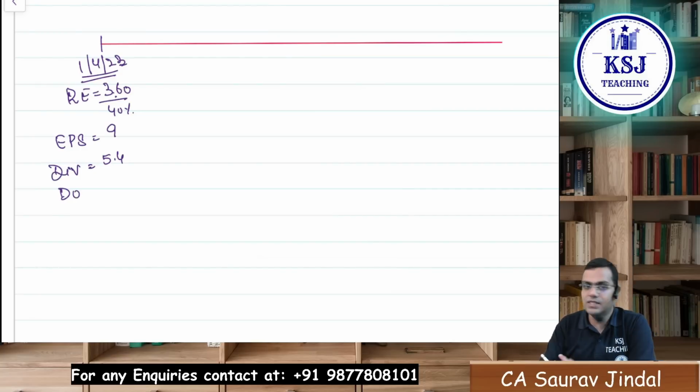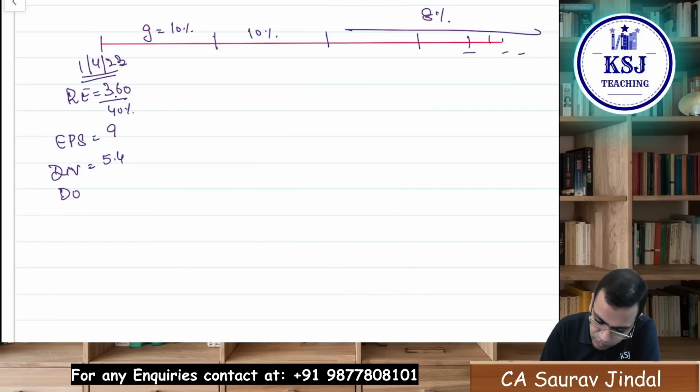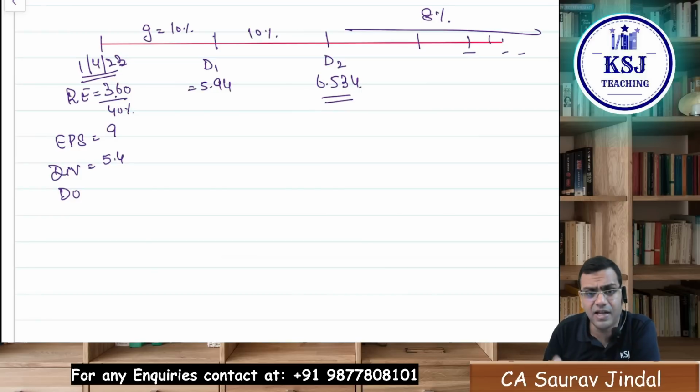Now he says for the first year, for the second year, and after that 3, 4, 5 and so on. For the first year, growth rate is how much? 10%. Here also 10%, and after that it is 8%, sir. Right? So here what will be your D1? It will be 5.4 plus 10%, it will be 5.94. Then plus 10%, it will be here D2. It will be 6.534. After that it will be 8%.